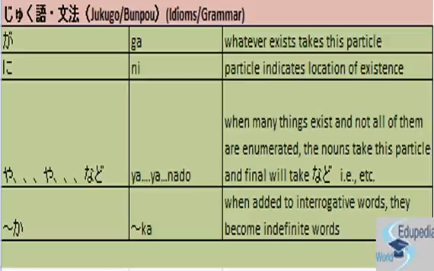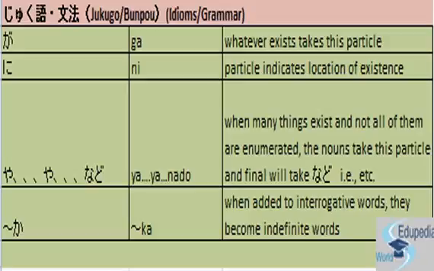Okay, so when many things exist and not all of them are enumerated, the nouns take the ya, ya nado pattern and finally end with nado, which means etc. The last grammar is ka. This particle also we have already seen in the previous lesson. The meaning, it says when added to interrogative words they become indefinite words. For example, nani ga arimasu ka? Is there something?